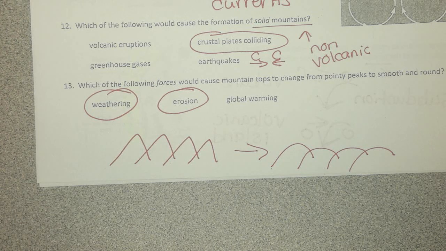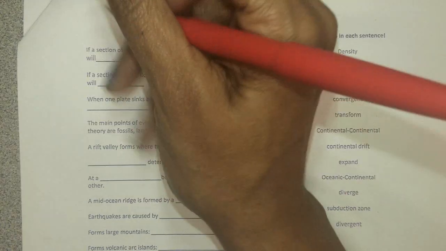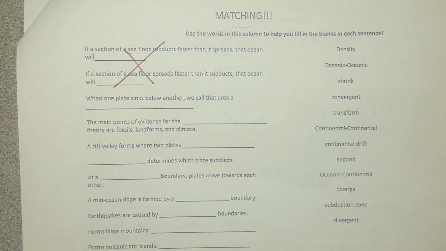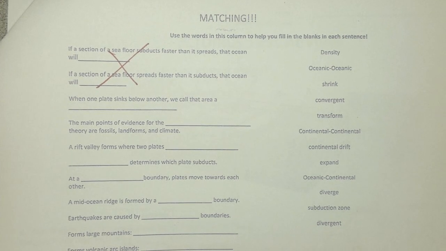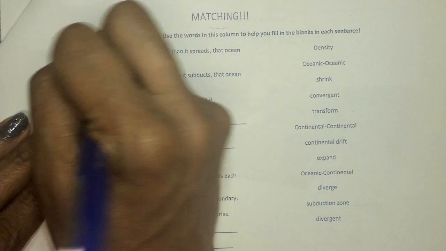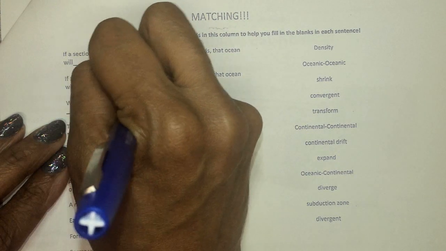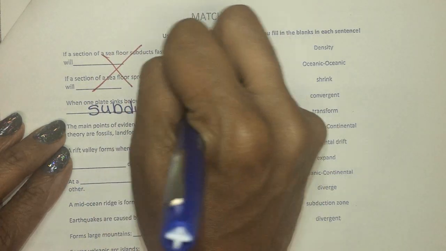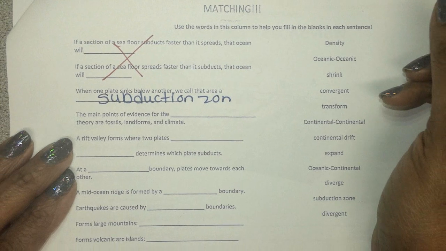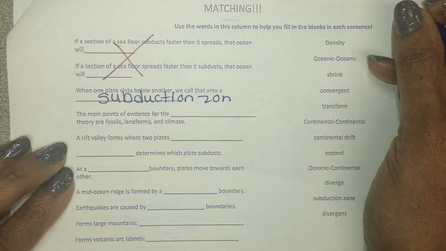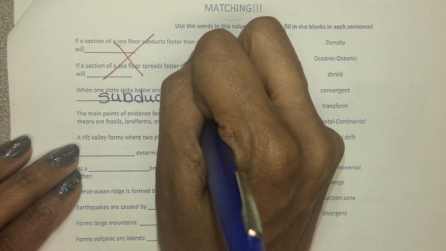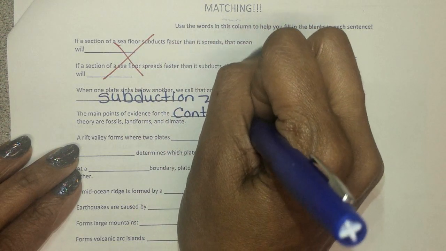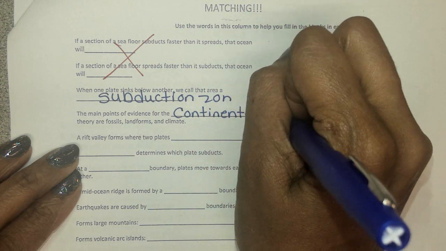All right, next page. All right, you can cross these two off. I'm not going to do those. All right, so here's your word bank off to the side. So when one plate sinks below another, we call that area a subduction zone. The main points of evidence for the blank theory are fossils, landforms, and climate. That was the continental drift.